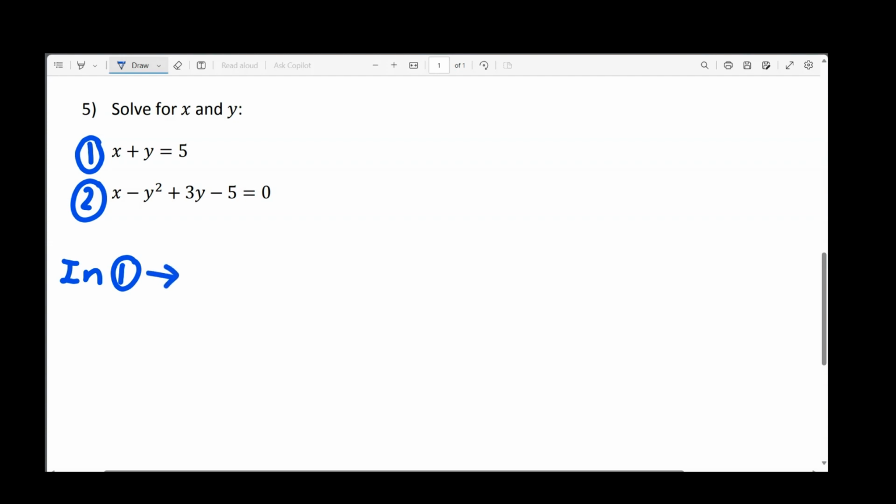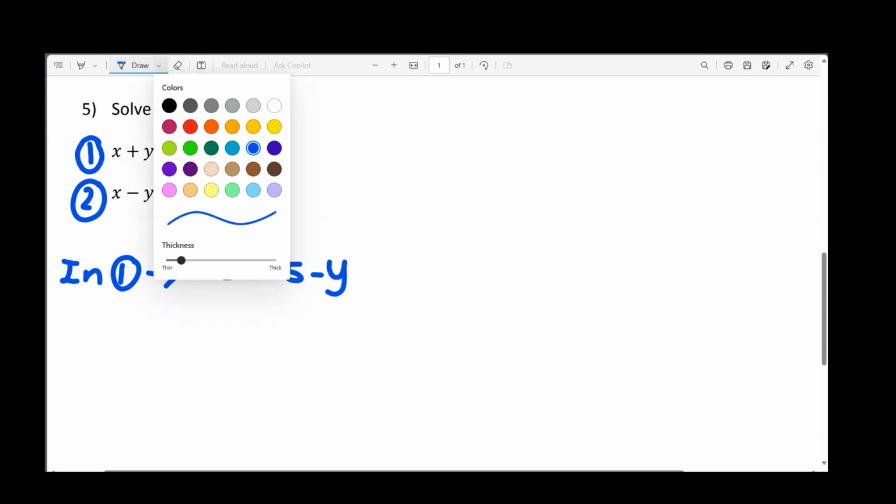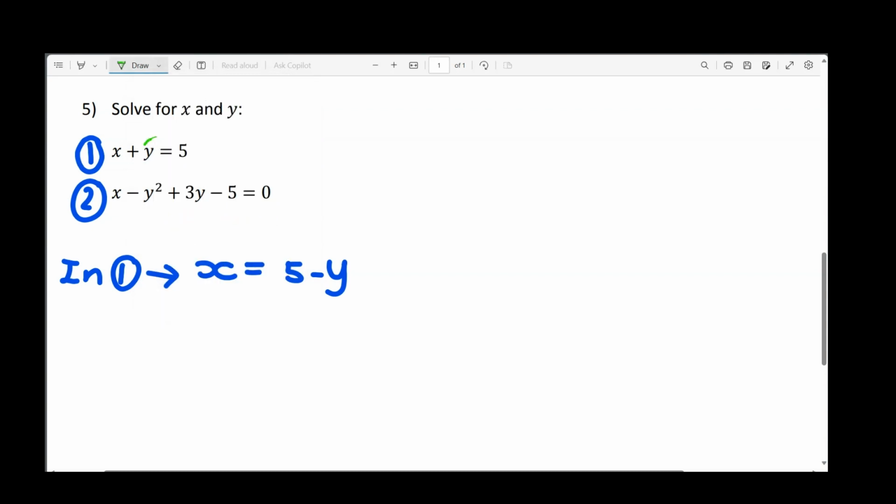Okay, let's try to get x by itself. So we could say x is equal to 5 minus y. Okay, so all we've done there is we have taken across the y. So we have taken across that y. So when we were adding on that side, when we take it across, we subtract. So that's why we've rewritten it as that. And so now we are going to label this equation 3.